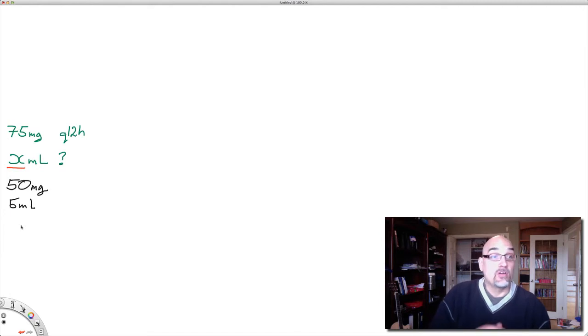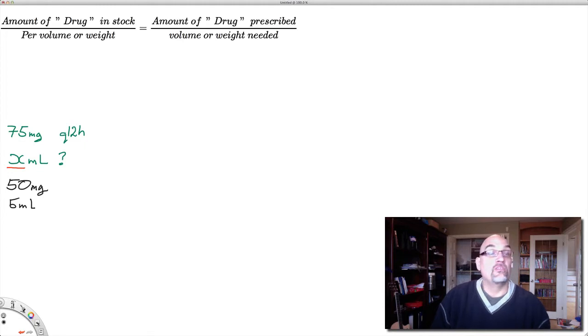Now, we have our knowns and unknowns. We know that the dose is 75 milligrams. We know that the drug in stock has 50 milligrams in 5 milliliters. So now we have to select the formula that we're going to use. And this is going to be this one. Amount of drug in stock divided by the per volume weight is equal to the amount of drug prescribed divided by the volume or weight needed.